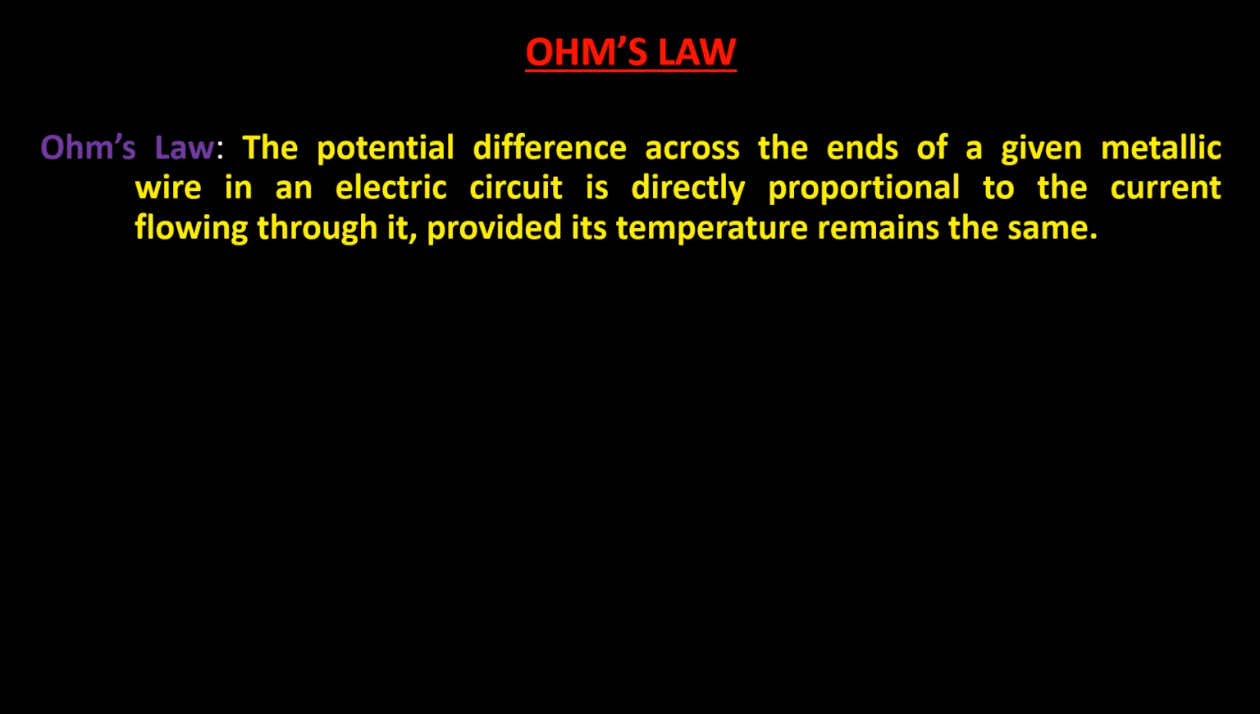So according to Ohm's law, we have to take a metallic wire and maintain a potential difference across it. One end should be at high potential and the other end should be at low potential. In the previous video, I discussed that current flows from high potential to low potential. So if there is a potential difference, then the current will flow.